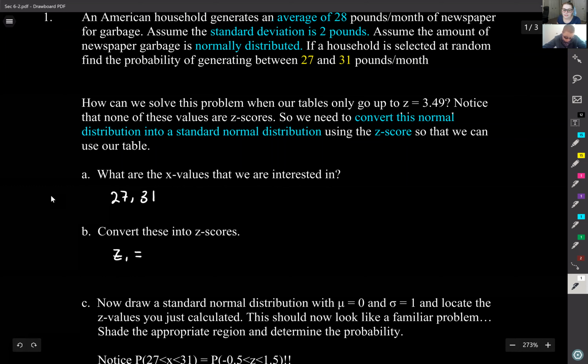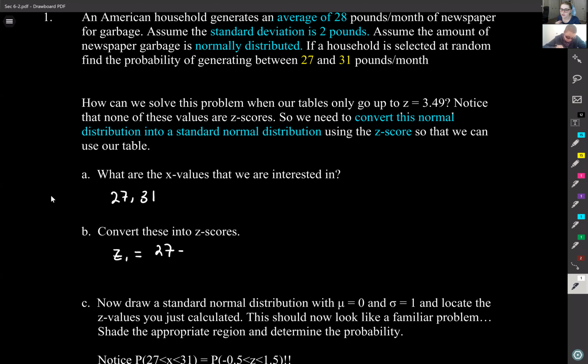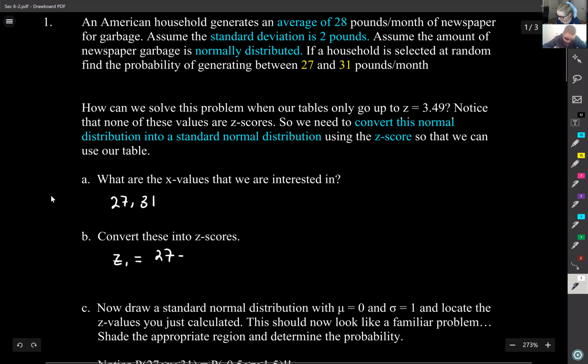And remember how we find these? We take our x value, so in this case it's 27, and we subtract the mean from it. So we were told our mean is 28. And then we divide by the standard deviation, which is 2. 27 minus 28 is -1. So you have -1 over 2, which is -1/2.